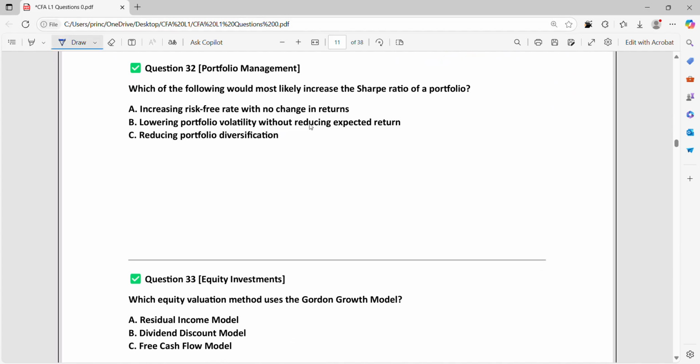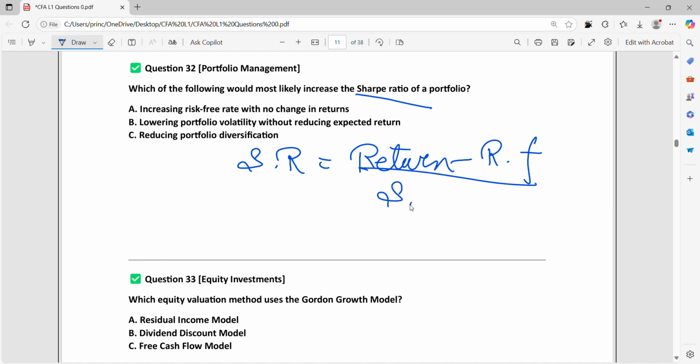Which of the following could most likely increase the Sharpe ratio of a portfolio? So Sharpe ratio stands for return minus risk-free rate by standard deviation. So the correct option is B. Lowering portfolio volatility without reducing expected return. It means your expected return will remain the same, okay, and we have to reduce only the volatility, that is standard deviation.